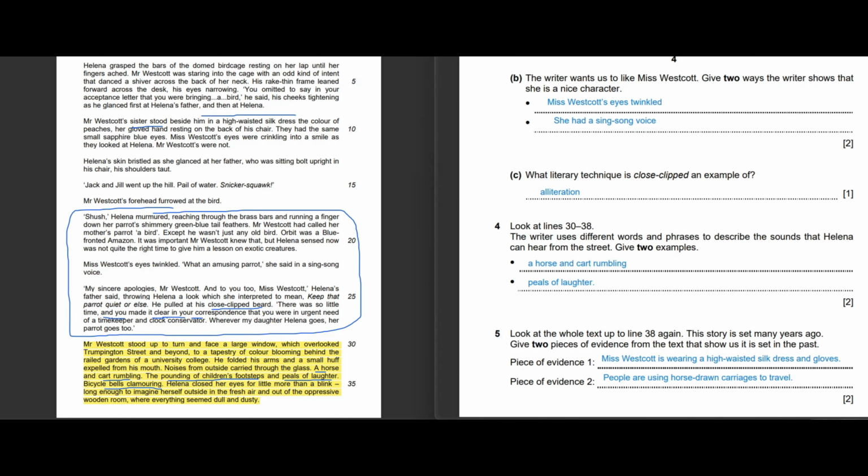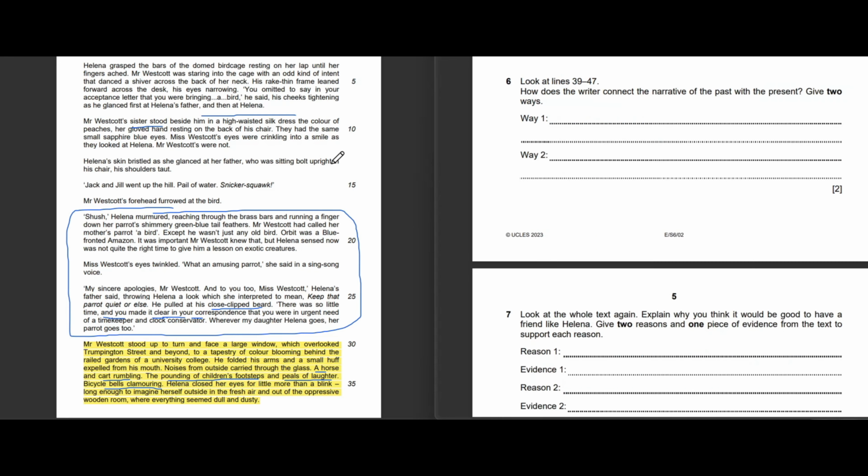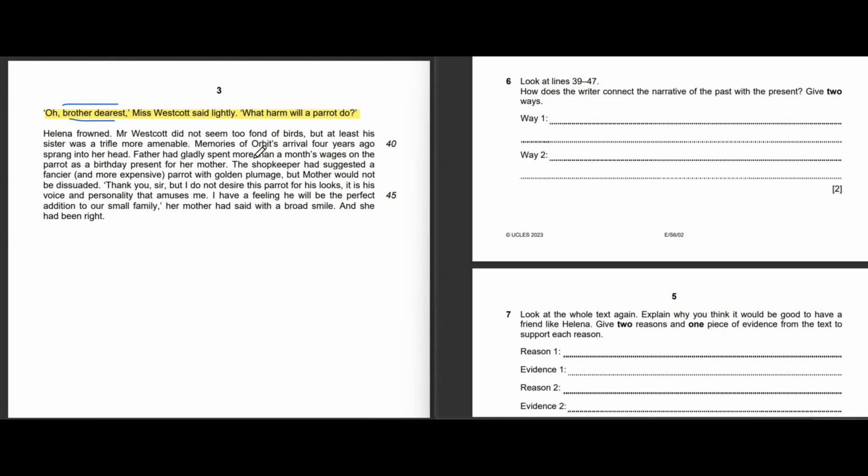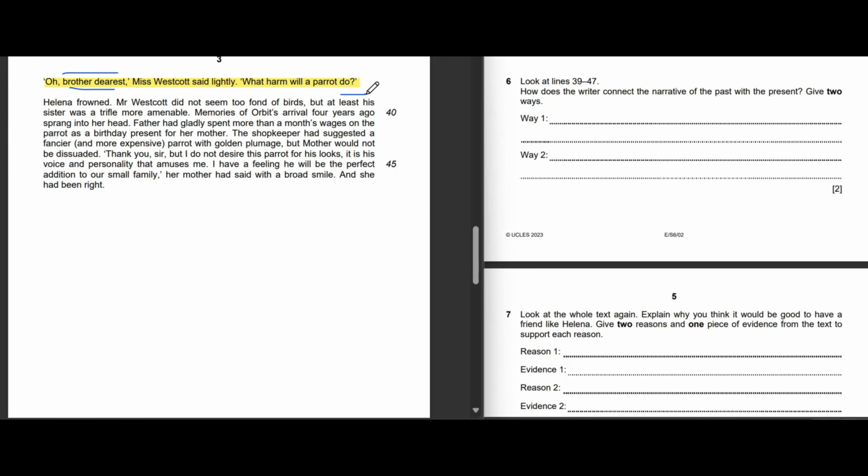Let's move on to question 6. Right, question 6, look at lines 39 till 47. So here we go. 39 to 47 is in this section. How does the writer connect the narrative of the past with the present? Give two ways. Okay, a few seconds for this section. Alright then, you may pause this video if you have not finished.